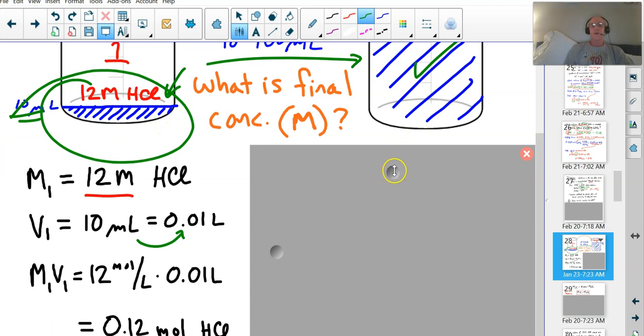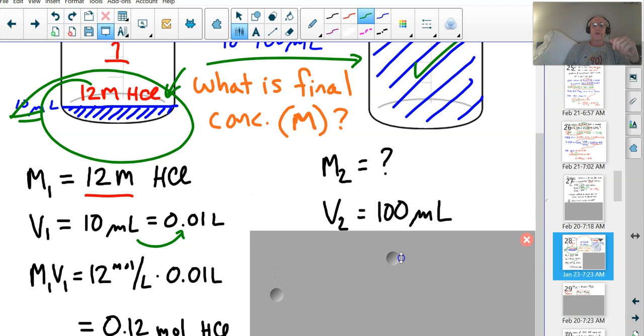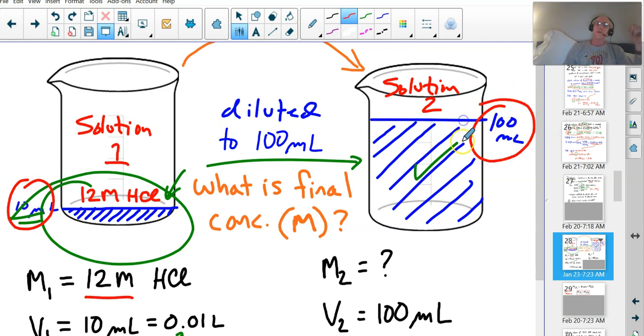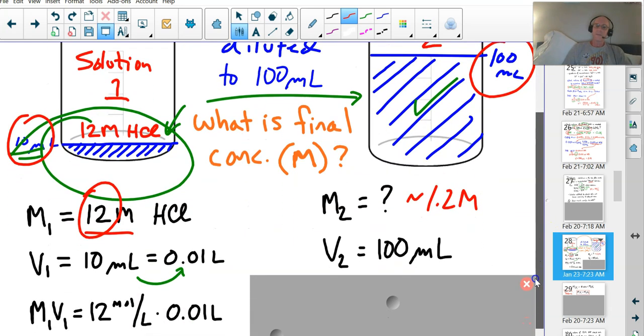So now we know m times v is equal to number of moles, and we know the number of moles. What we don't know is the final molarity of that solution. Now, you can probably guess it, right? Because we went from 10 mils to 100 mils. So we're diluting by a factor of 10, which means if we started with 12 molar, we're going to end up with, this is a guess, I'm going to say 1.2 molar. Okay, let's see if that's the case.